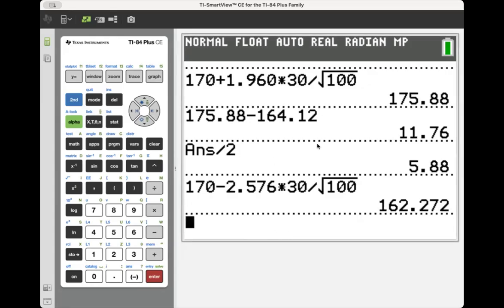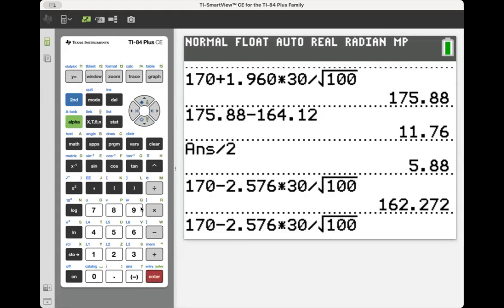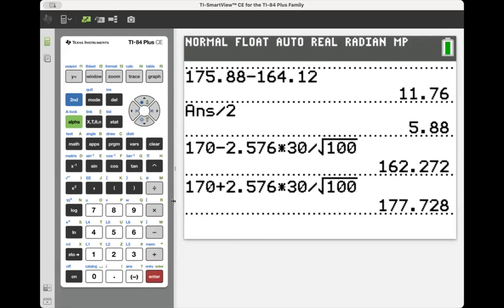So 1.6227 on the low end, we're going to round to 2 decimal places. And let's do this again and change the minus to a plus. Okay, 177.73 on the high end.